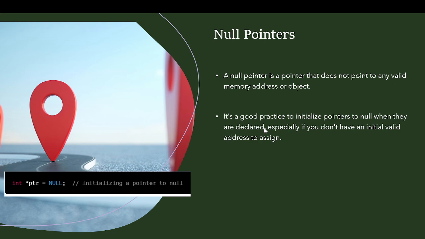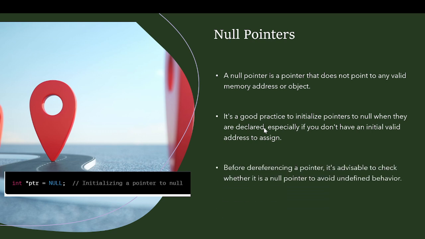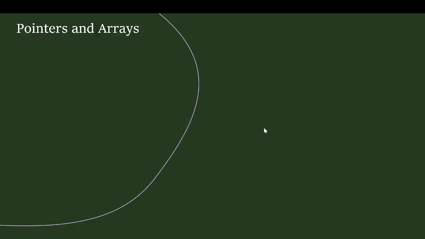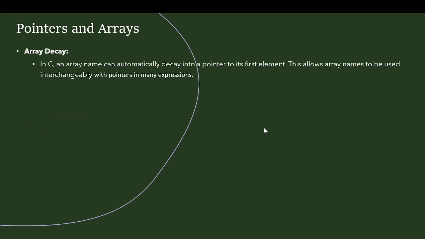So it's always a good practice to initialize pointers to null when they are declared. Before dereferencing, it is always advisable to check whether it is a null pointer to avoid undefined behavior. It is also good programming practice to return a null pointer to indicate the absence of results in functions. Let's understand the relationship between pointers and arrays.